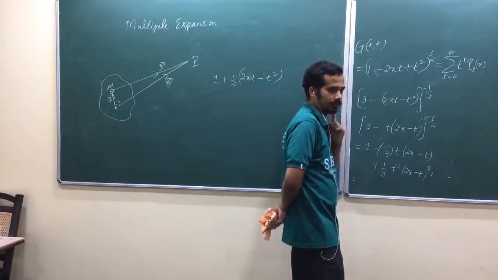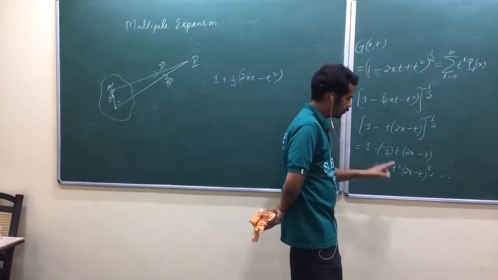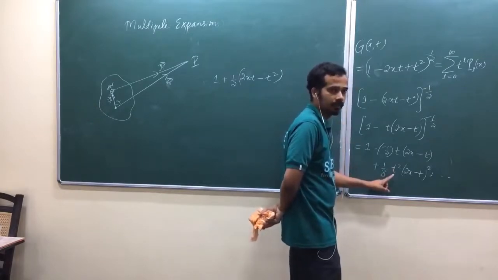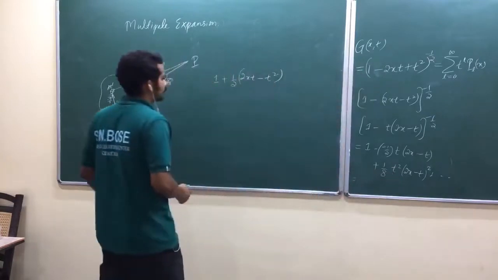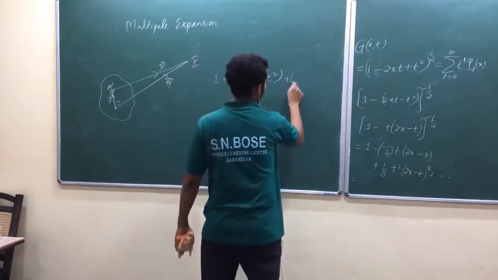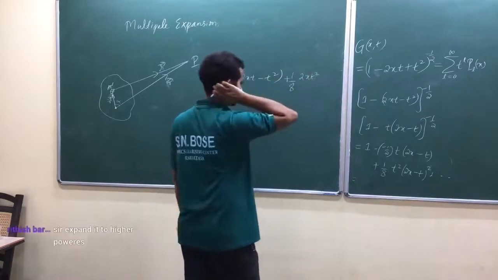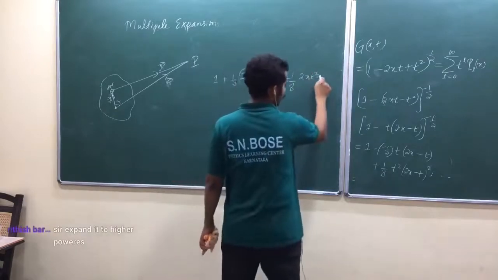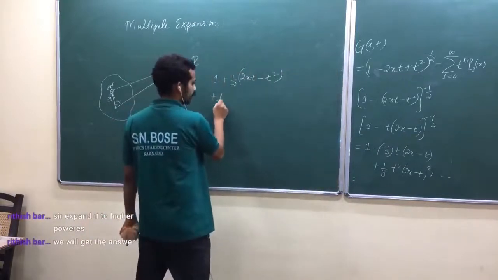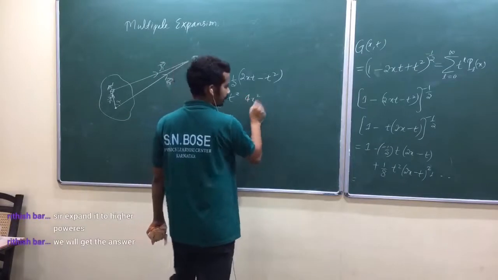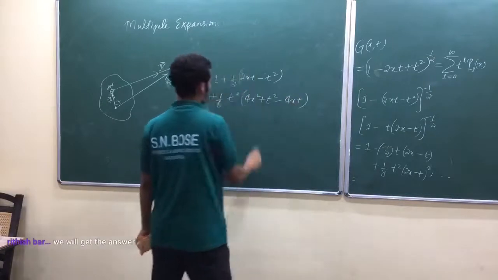Then t square will get cancelled. How? You got one more t square. The t square should not get isolated. Wait a second. 1 by 8. What is this one? 2x t square. Wait one second. Plus 1 by 8 into t square into 4x square plus t square minus 4xt. Am I right?